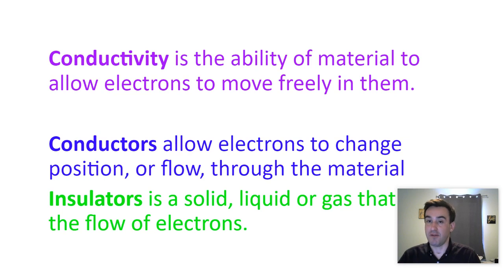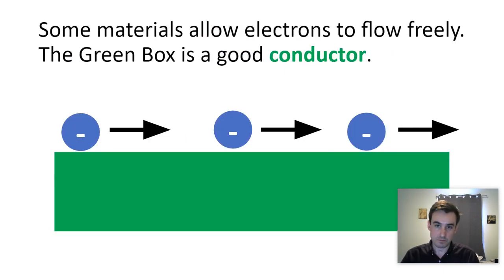Just to cap this off, we've got just a couple definitions that we've already covered. So conductivity is the ability of a material to allow electrons to move freely within the material. Good conductors of electricity allow electrons to change position or flow through the material. And insulators do not allow the flow of electrons over those materials.